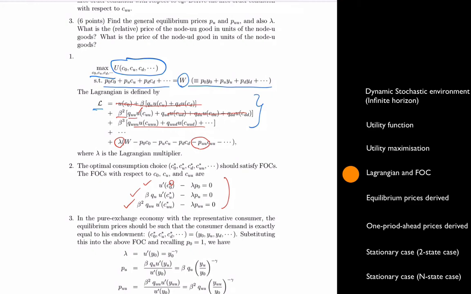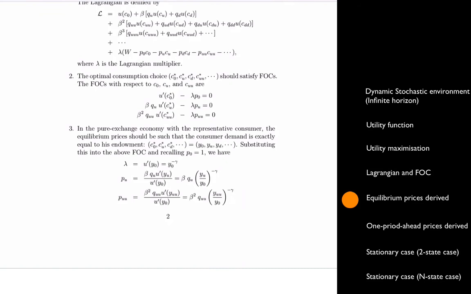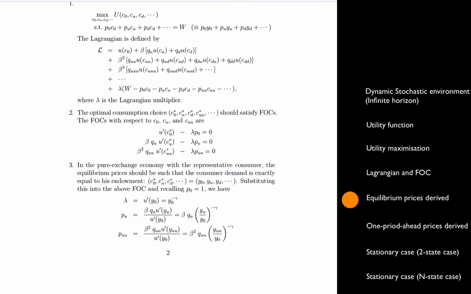Now, let's derive the equilibrium prices in this economy. Remember, there are exogenous variables and endogenous variables in the economy. Endowment is given, probabilities are given, they are a part of the environment. Prices are endogenous things, so we want to derive equilibrium prices. Now suppose all the consumers have the same utility function. Suppose everyone has this homothetic preference.